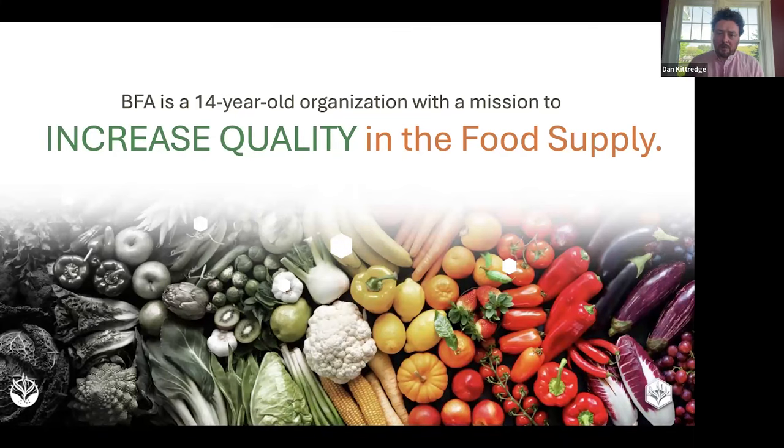So in 2010, we established this organization, Bionutrient Food Association, with a mission to focus on increasing the quality from a nutritional standpoint, flavor, aroma, health-giving attribute, which we think connects to soil health and human health, farm viability, et cetera. Great, okay, next slide.